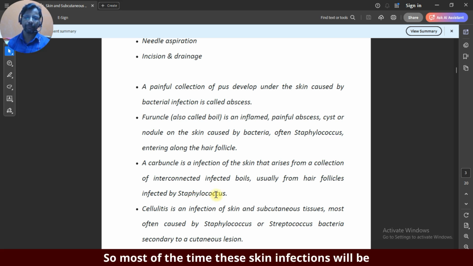So most of the time these skin infections will be caused by bacteria. The origin of this skin infection is most of the time staphylococcus bacteria. So a boil is a single painful abscess, cyst or nodule on the skin caused by bacteria. A carbuncle is a combination of interconnected infected boils, which is also caused by staphylococcus.